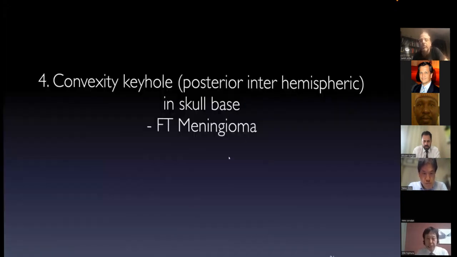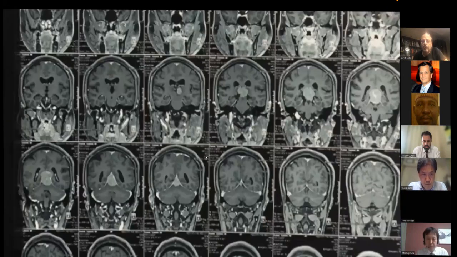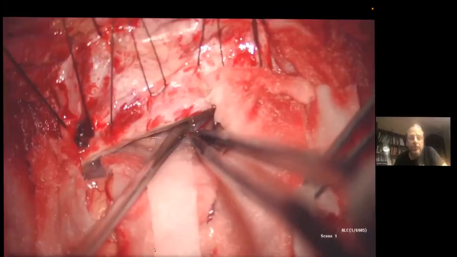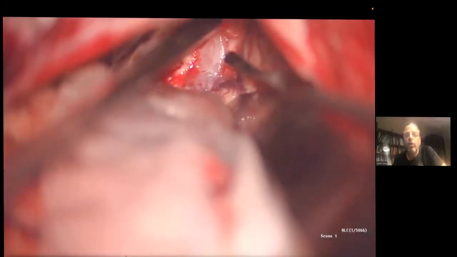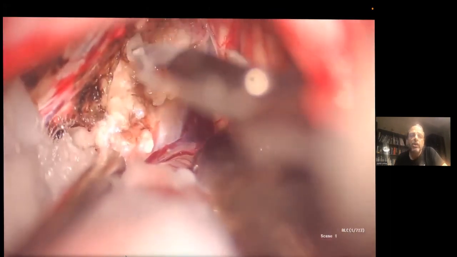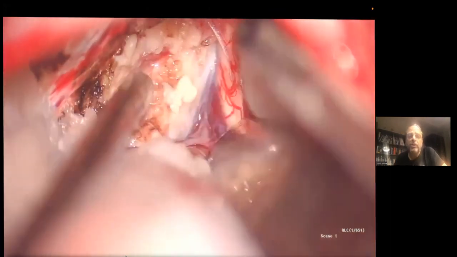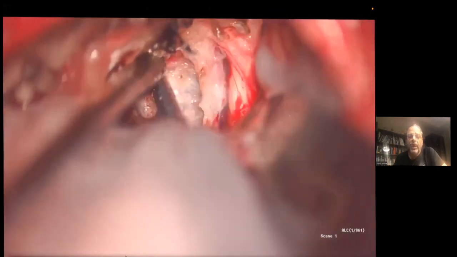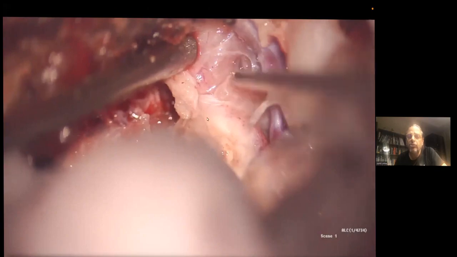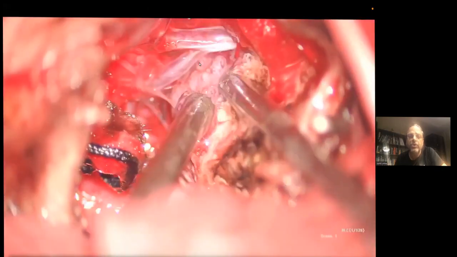Falcotentorial meningiomas, if the craniotomy is properly designed, you can take care of these formidable tumors through the keyhole. It's a 4 centimeter long craniotomy, the Poppins approach, and all the principles are the same as a conventional posterior interhemispheric approach. This is the tumor tissue. These are the great veins over there where you can see.